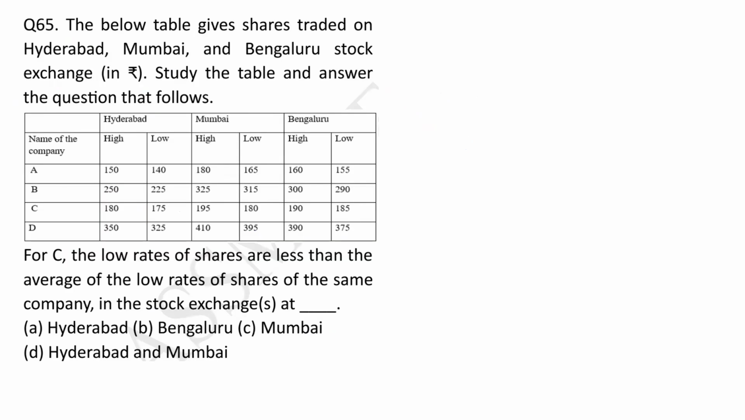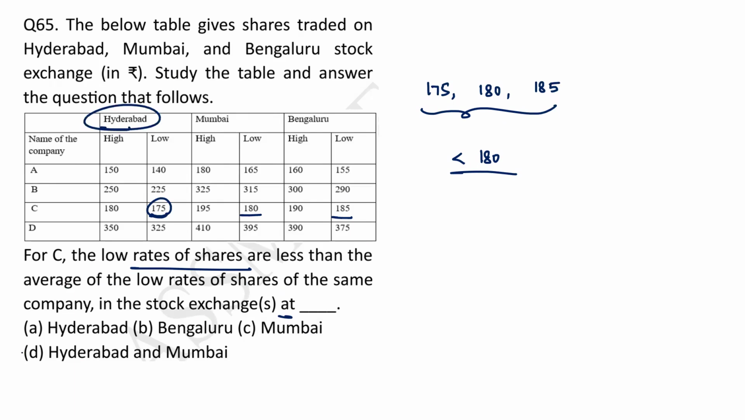Here, if you look at the table, it's asking you for C, the low rates of shares are less than the average of low rates of shares of the same company in the stock exchange at. So for C, the low rates are an arithmetic sequence: 175, 180, and 185. These are the low rates for all the three cities. If you find the average, you will get 180. So less than 180. Okay. At where? So less than 180 means it is 175.